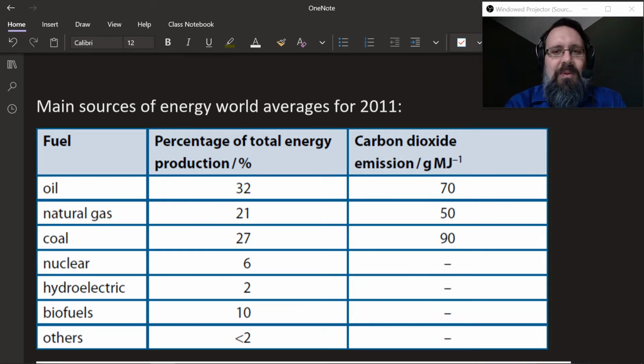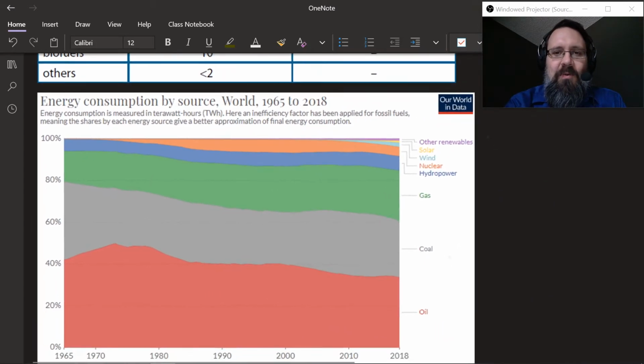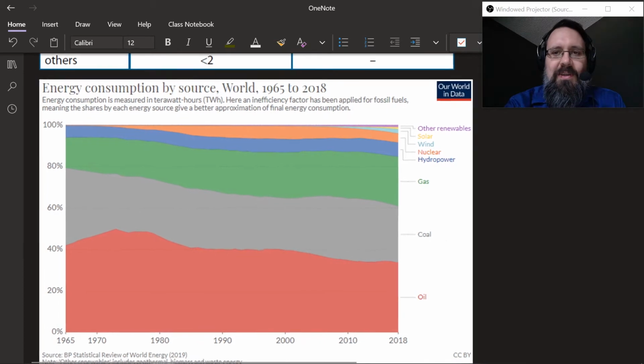And so then I went and pulled up some newer information. Here's a graph of our energy consumption worldwide by source from 1965 to 2018. This is a little bit more recent. What stands out to me on this graph is how little has changed. I mean, it's pretty flat. It's not perfectly flat, but it's more or less flat. And that's kind of depressing.